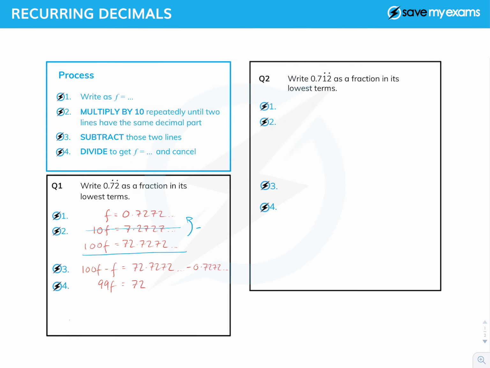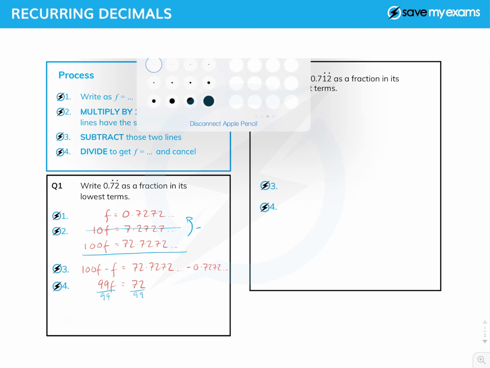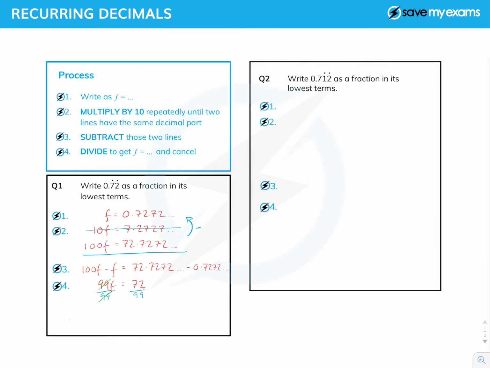What does it say to do next? It says divide to get f equals and cancel if necessary. So I divide both sides by 99. Why do I do that? Because the 99s cancel on the left-hand side. That's my green cancelling pen. And I get f equals 72 over 99. And now all I need to do is do some more cancelling to simplify that fraction. Well, 9 goes into 72 8 times, and 9 goes into 99 11 times. And so I get f equals 8/11.